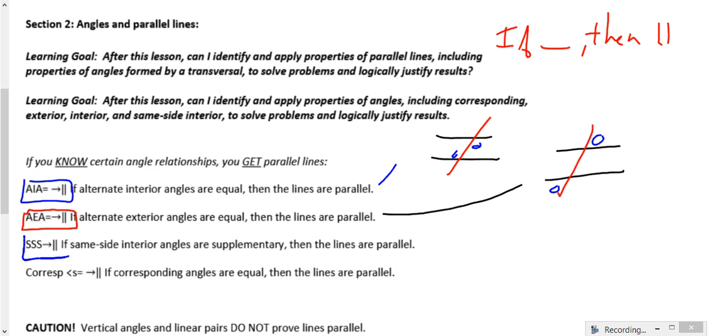Our third option is to have SSS, which we said was same side supplemental. So same side of the transversal, and same side supplemental meant same side interior or same side exterior. So we would say these two, and if those two angles, same side of the transversal and both interior, are supplemental, then the lines are parallel.